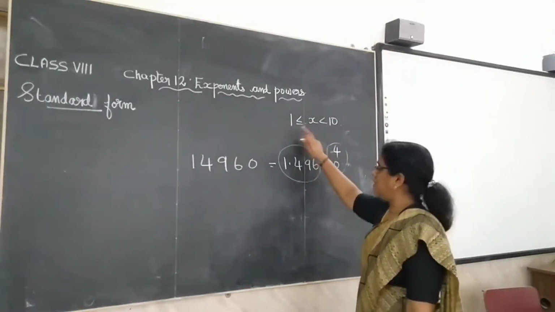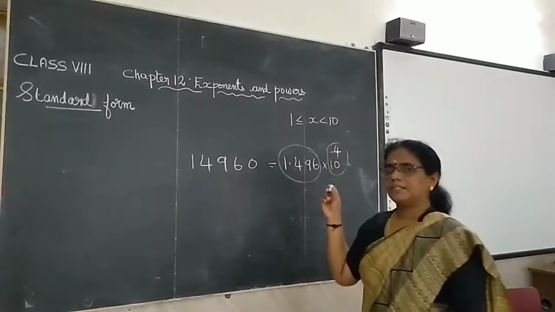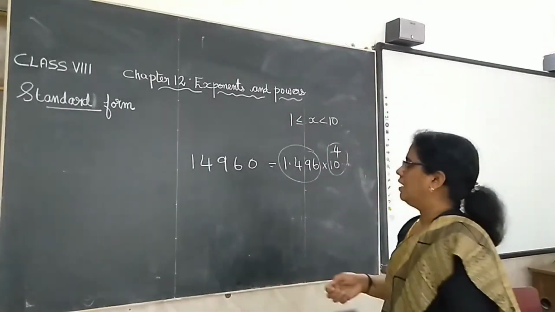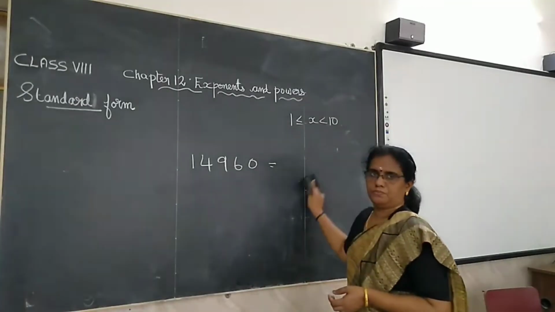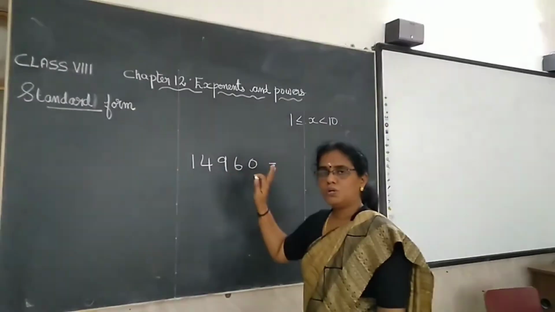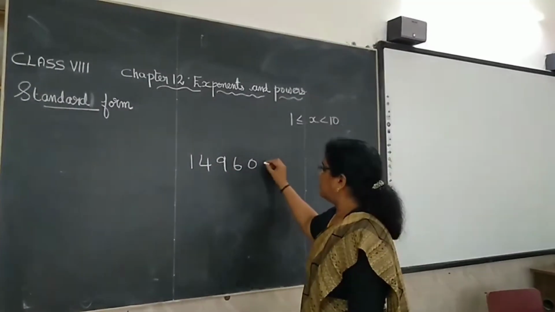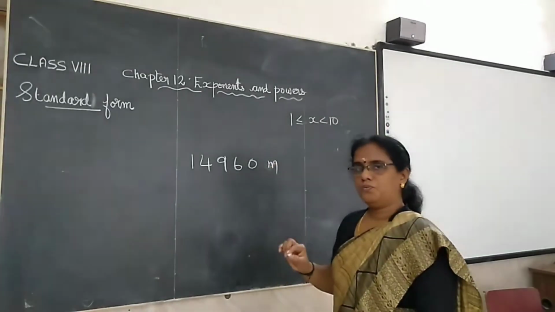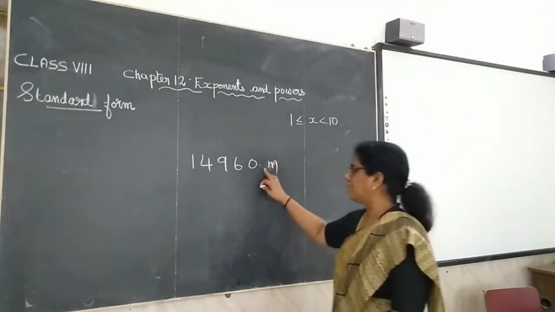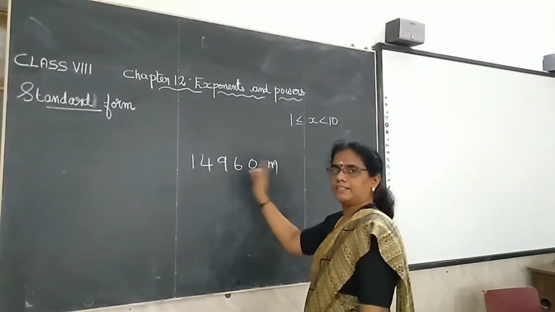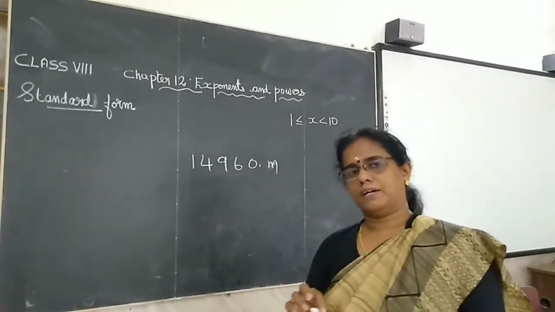The first part is between 1 and 10, including 1, so this number can be 1 also. The second part is a power of 10. Now we can discuss how to write a number in standard form. If there is no decimal in the given number, as here you cannot see any decimal, then we put the decimal at the right end, that is at the last. We put the decimal here if there is no decimal in the given number.